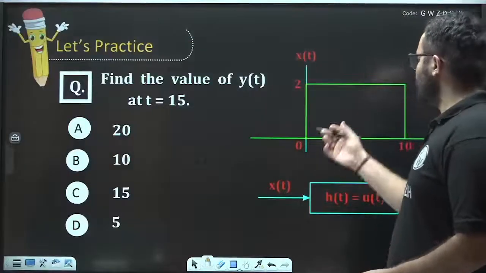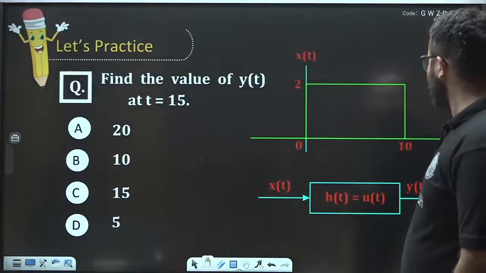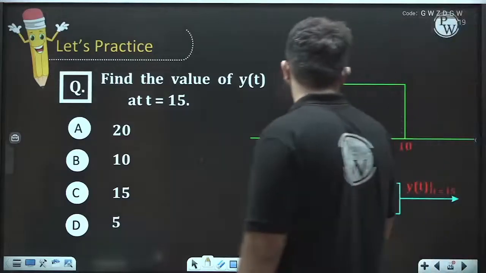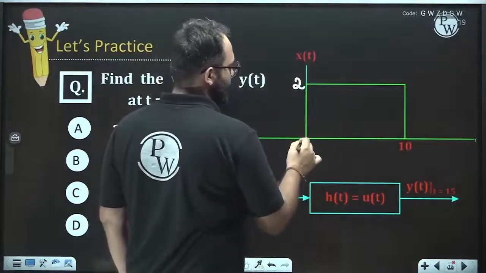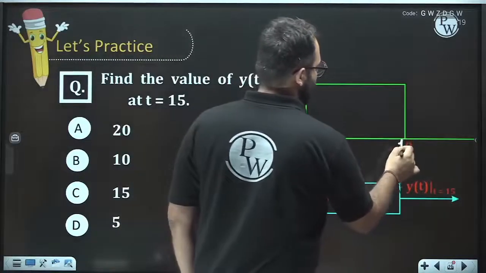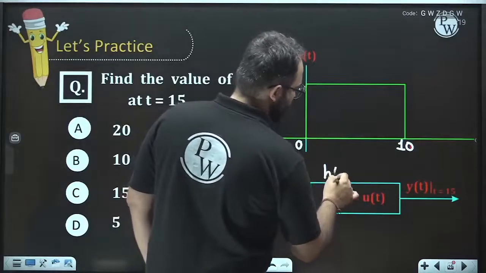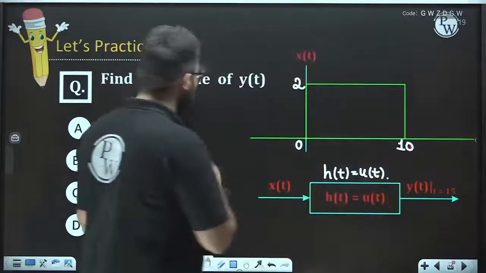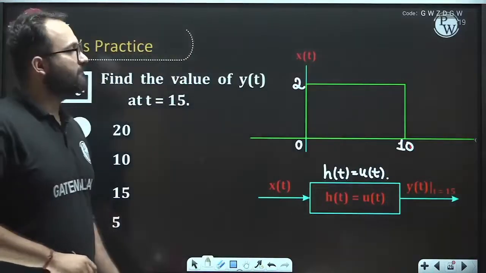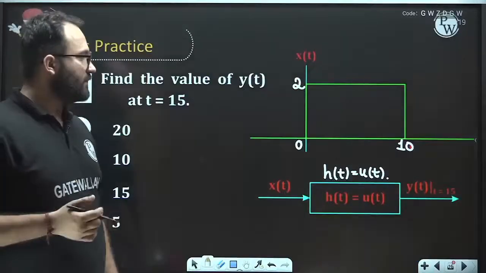Now we have to find y t at t equal to 15. Very simple question. x t is given to us, a rectangle from 0 to 10 with height 2. And the impulse response of the system h t is given as u t. We have to find the output at t equal to 15. Let us solve it.